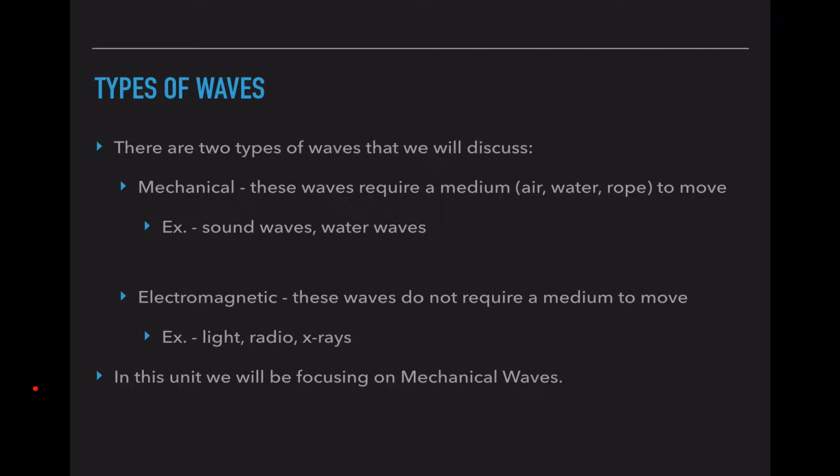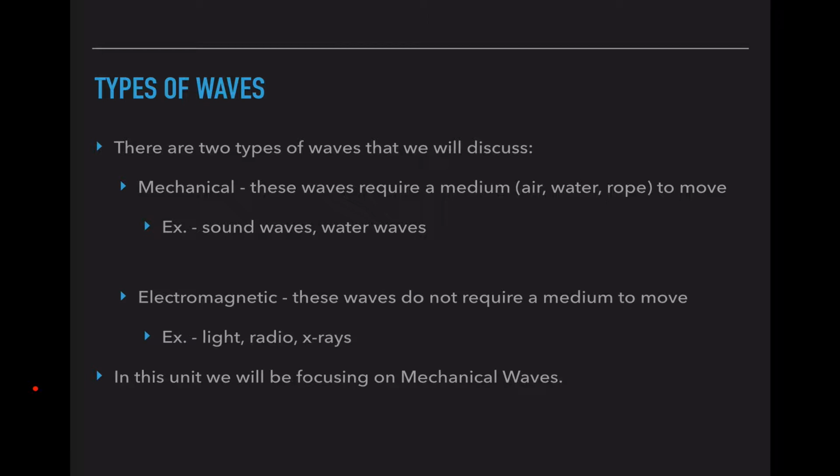So the first thing, there are two types of waves that we will be discussing. The first type is mechanical. These waves require a medium to move through. That means they have to have air or water or a rope or something that they have to travel through. This could be like sound waves. This could be like water waves or the waves on a slinky or a trampoline.